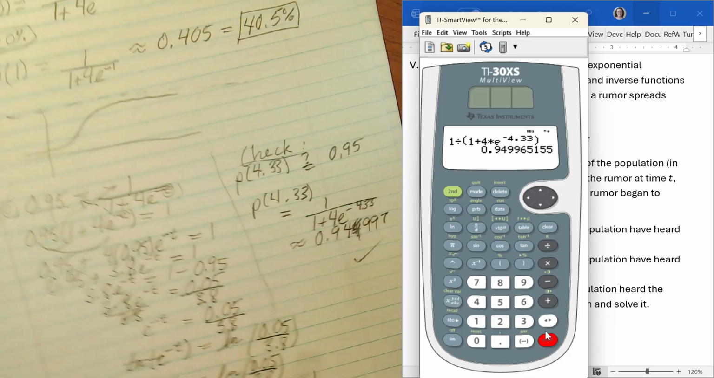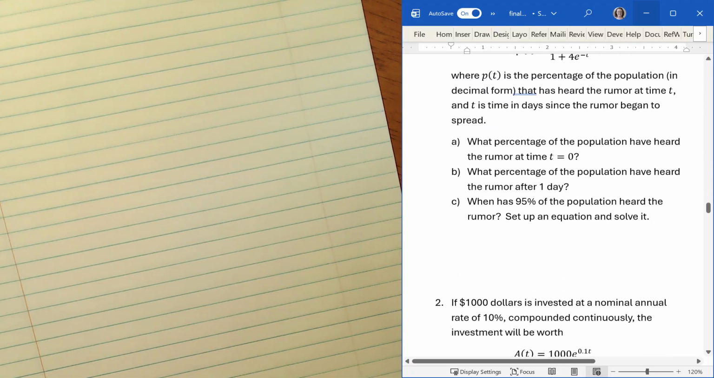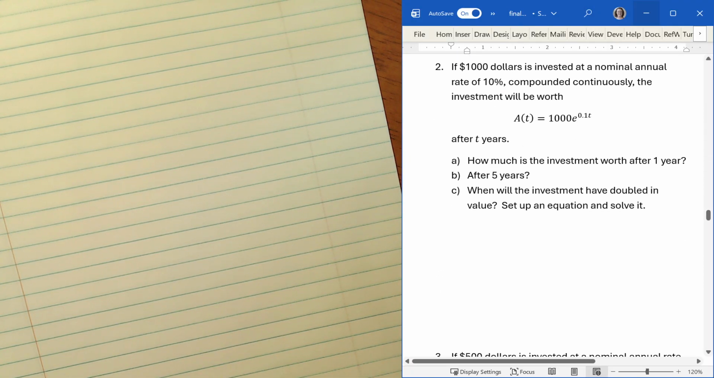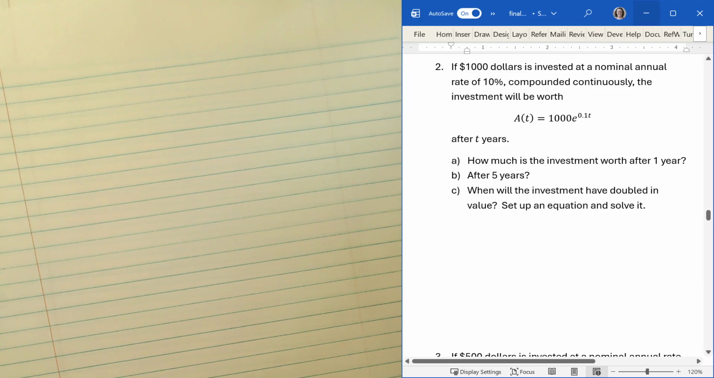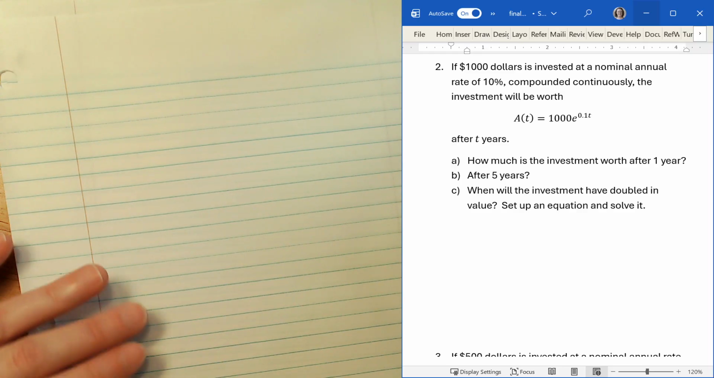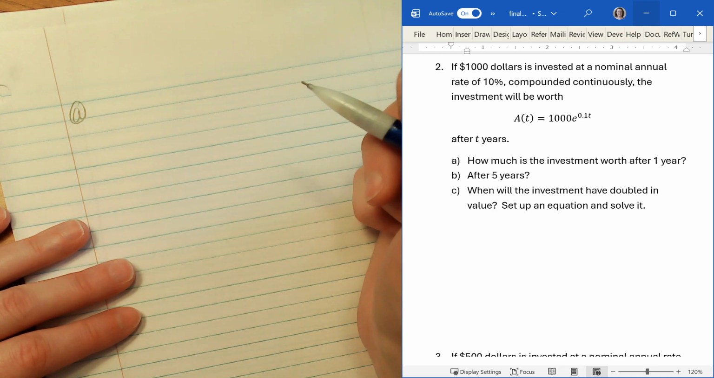All right, let's look at another problem similar to this. This is an investment problem. If $1,000 is invested at a nominal annual rate of 10%, compounded continuously, the investment will be worth A of t equals 1,000 e to the 0.1t after t years. Okay, so parts A and B, we're just going to plug in a couple of times to get a feel for this function, and then part C, we will solve an equation.